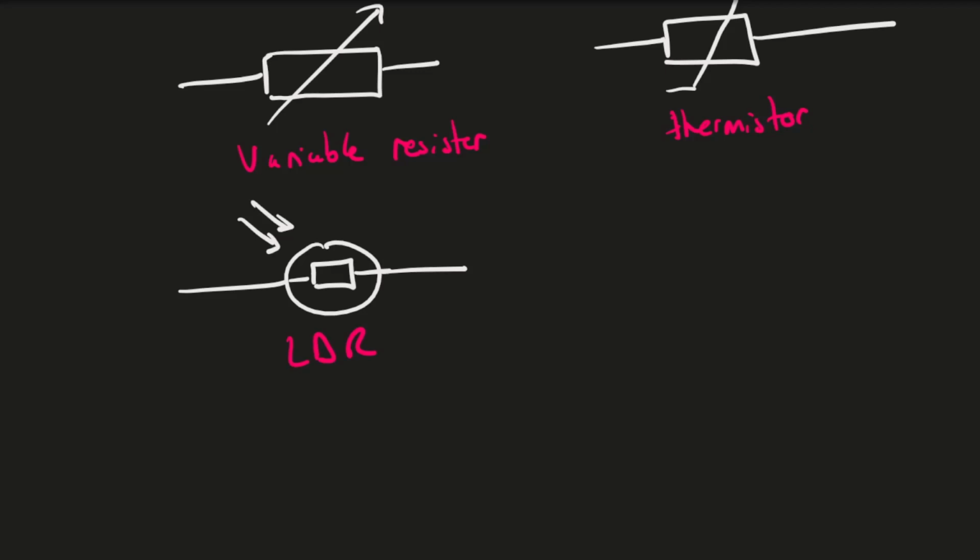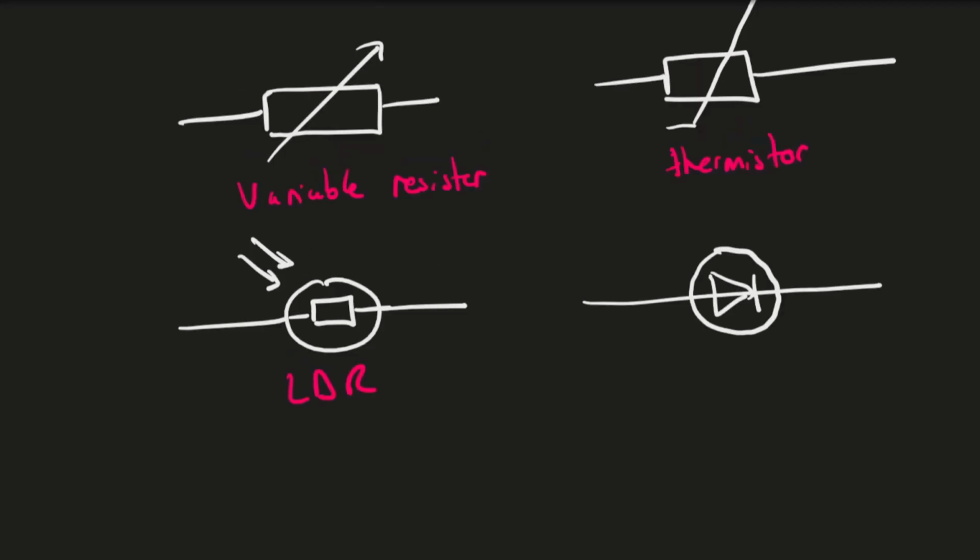And along with the light dependent resistor, you also have a light emitting diode. So again, we're going to take our diode and we're going to put some arrows, this time pointing outwards towards the top right. Okay, so that's the difference in terms of the symbol. And this is an LED, or light emitting diode. Okay, so those are the circuit symbols.